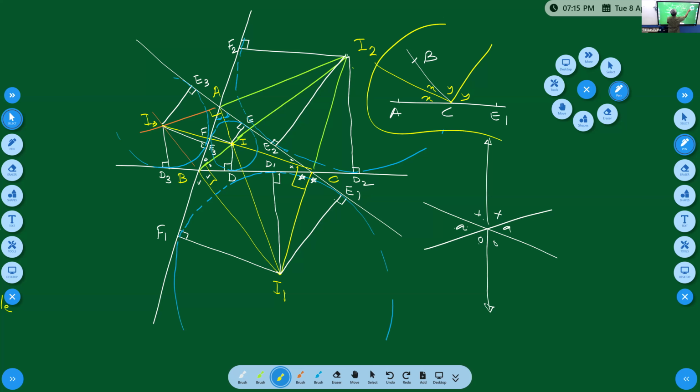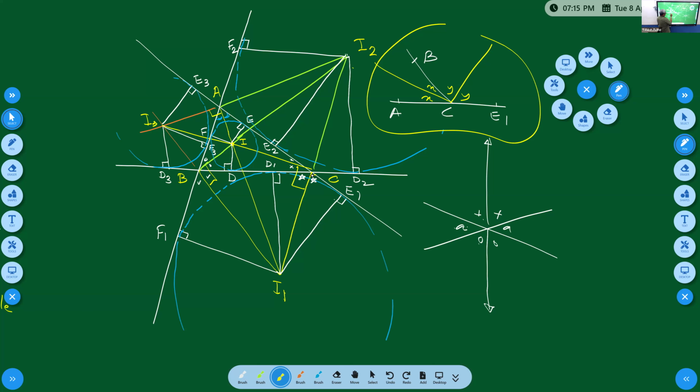Do you remember having done this? If we have a linear pair and two bisectors of the angles of the linear pair, then they are 90 degrees, then they are perpendicular. We have done it on, I think, the first page. So here is exactly a similar situation.